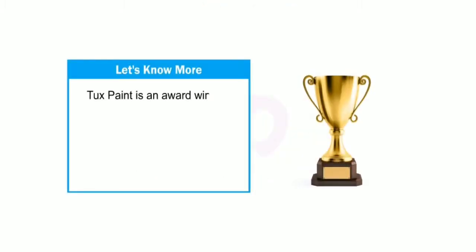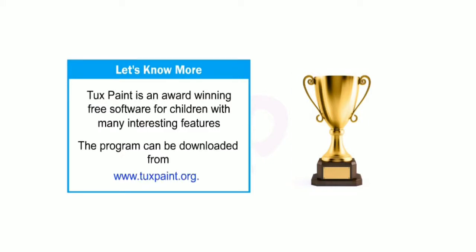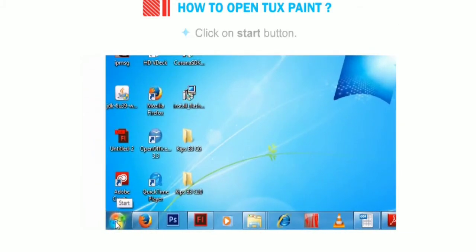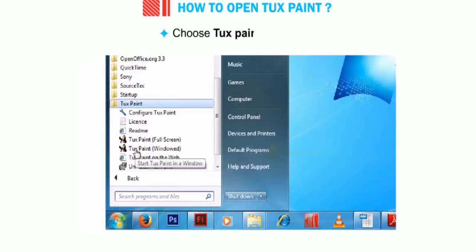Students, let me tell you that Tux Paint is an award-winning free software for children with many interesting features. The program can be downloaded from www.tuxpaint.org. Now let us learn how to open Tux Paint. Go to Start, All Programs, Tux Paint, Windowed. Click on Start button. Choose All Programs. Select Tux Paint. Choose Tux Paint Windowed.